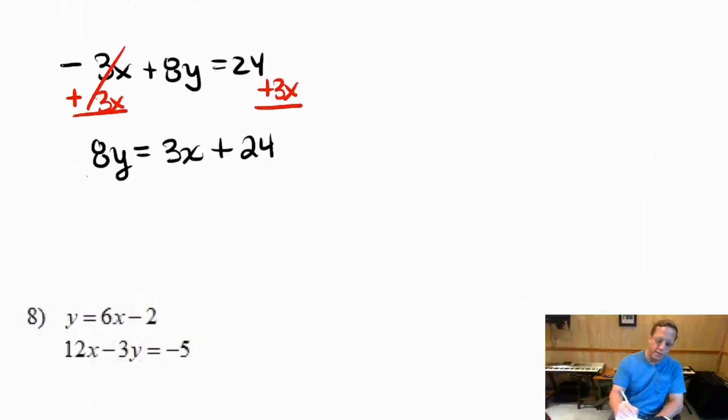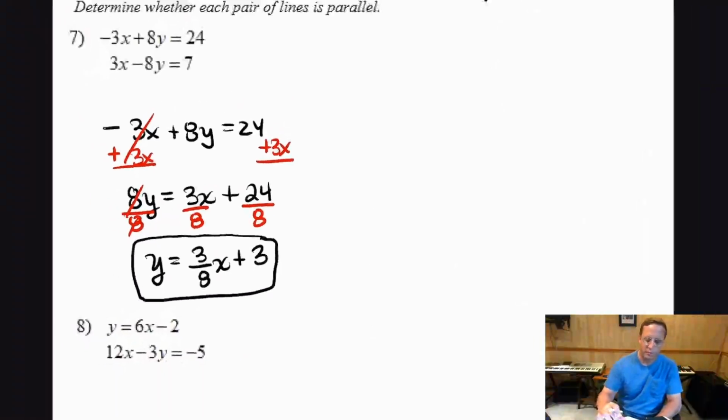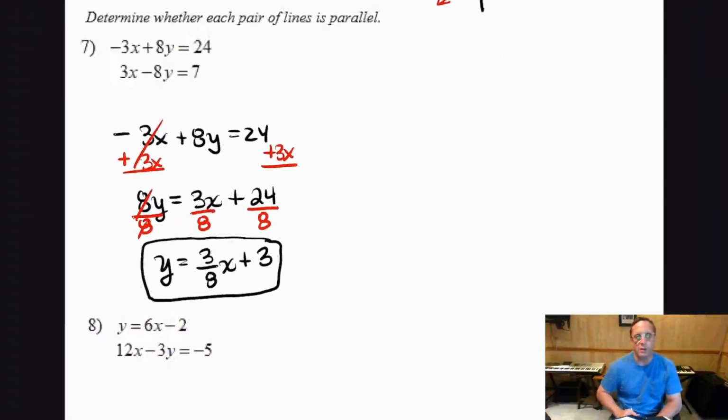And now it's just a matter of dividing everything by 8. 8 divided by 8 is just 1. And then this becomes 3/8x. And then 24 divided by 8 is 3. All right, so there's your equation. So if the other one, when we're all done with that one, comes out with 3/8 as a slope, and the y-intercept is any other number but 3, then they are parallel. So let's go ahead and do that.